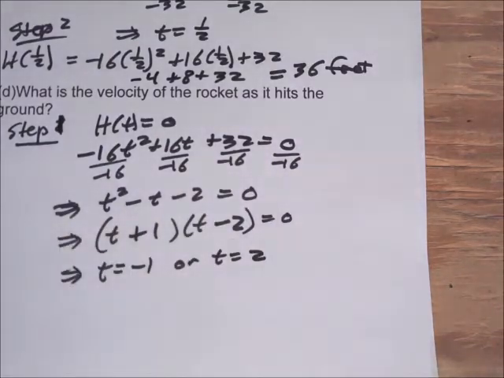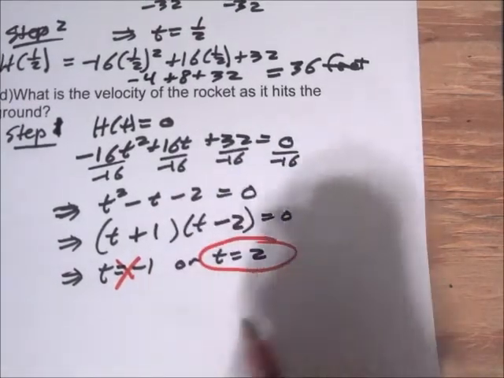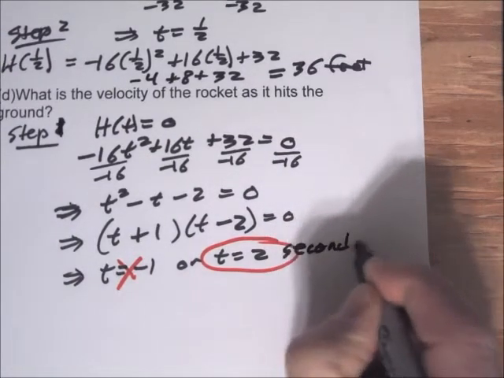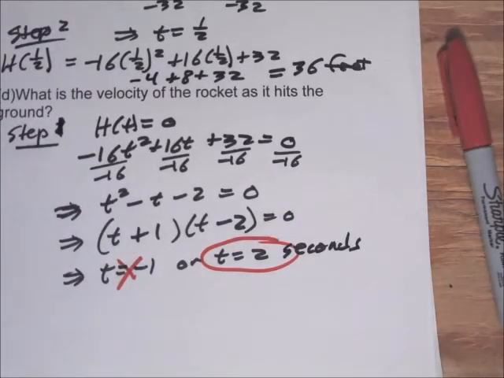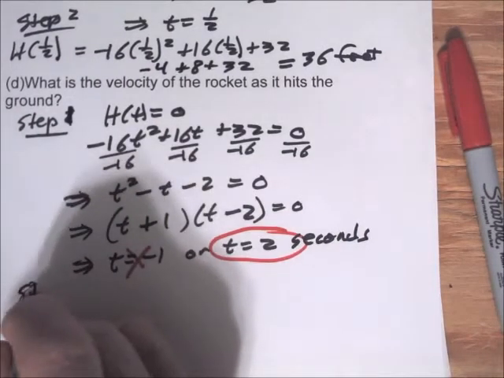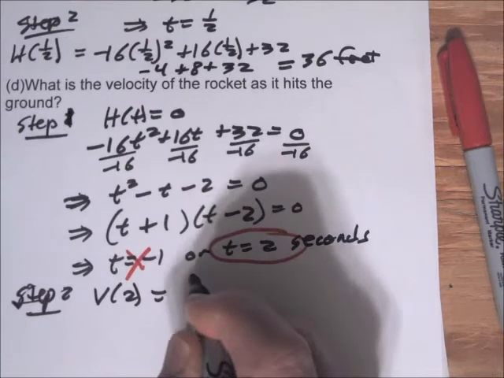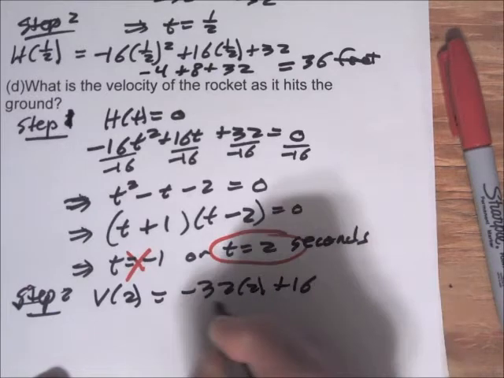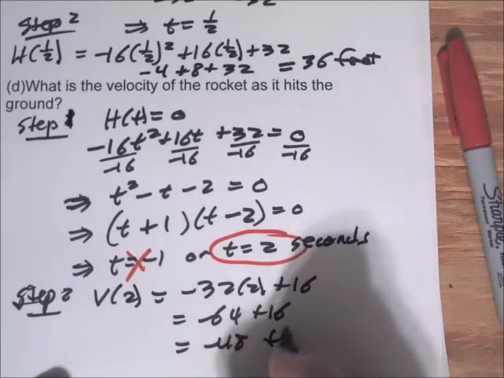So we don't want to go backwards in time. We want to go forward in time. So the time that we're going to use is t equal to 2 seconds. Now this is measured in seconds. Okay, so then we want the velocity of the rocket as it hits the ground. That's going to be v of 2. So step 2, v of 2, velocity is minus 32 times 2 plus 16, minus 64 plus 16, will be minus 48 feet per second.